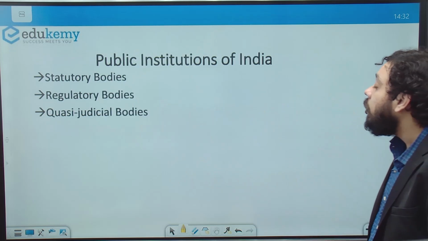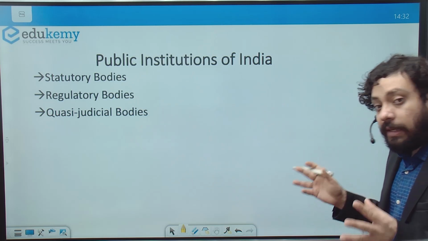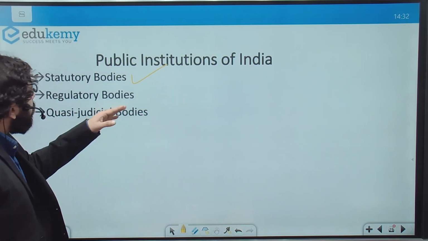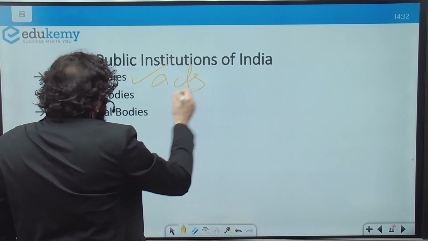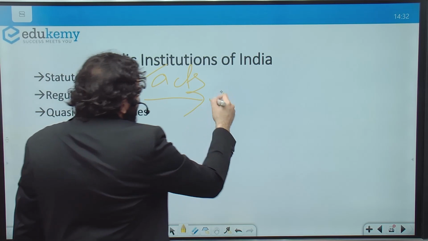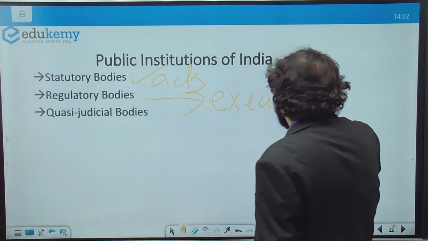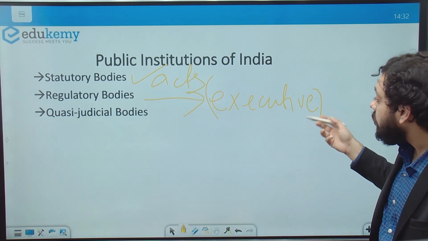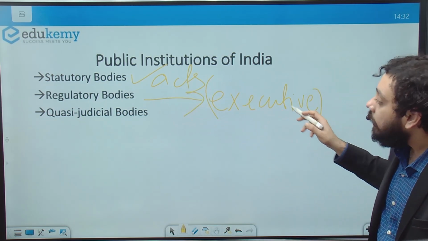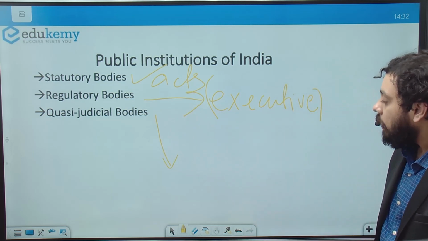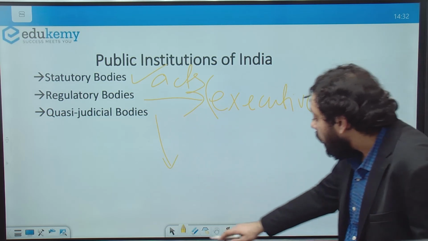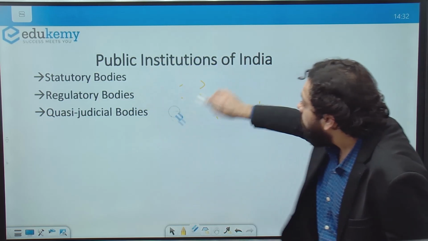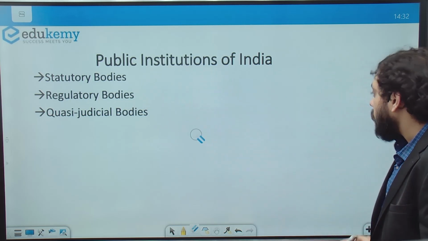Then after that you have the extra-constitutional bodies, or basically the other public institutions of India, which are, let's say, the statutory bodies which are made under acts, and regulatory bodies which are made by executive decisions. For instance, the Planning Commission is not a statutory body, was not a statutory body, it's a regulatory body. And then there are quasi-judicial bodies, which are basically bodies having some amount of adjudicating powers associated with them, right? So this is the part in which we study the public institutions of India.